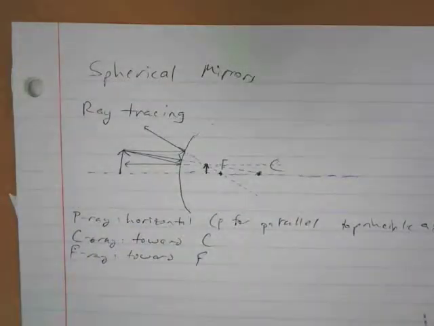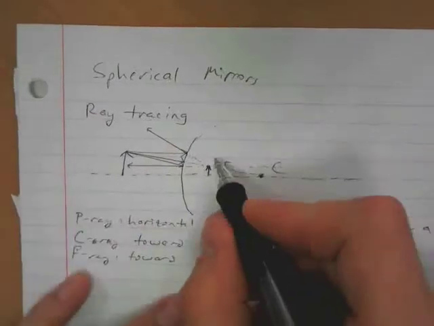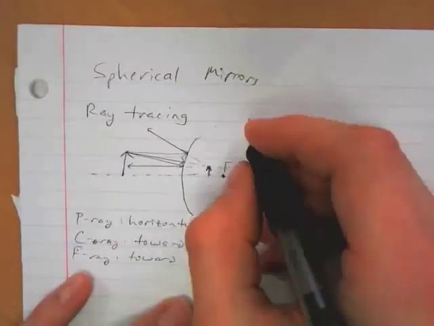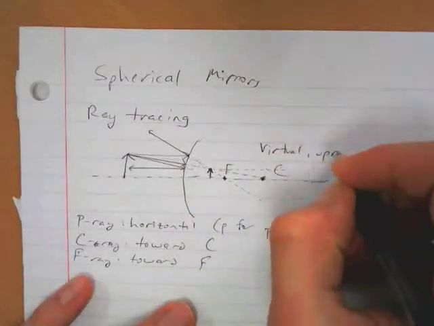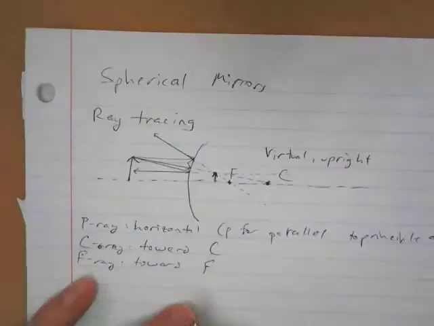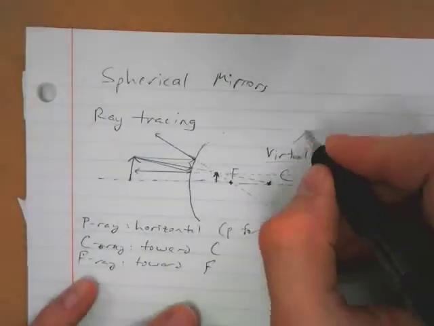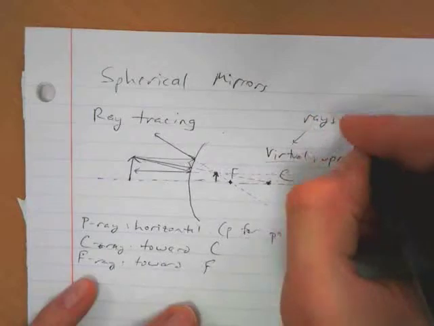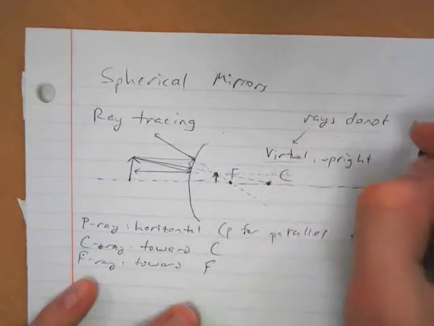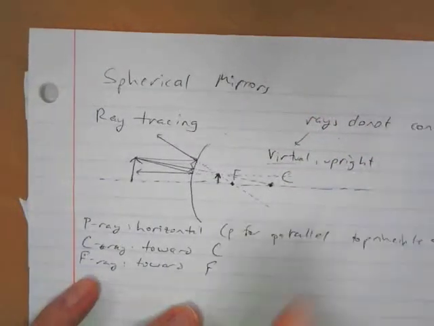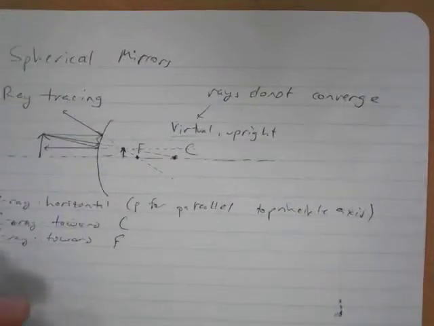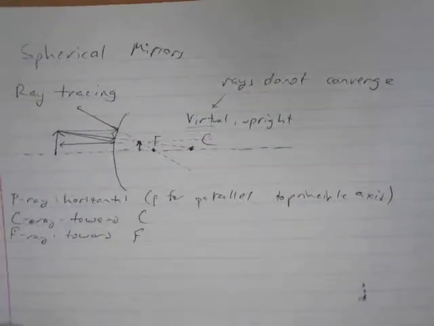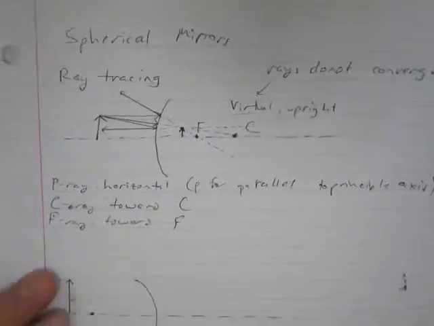So this image, there aren't actually rays converging, so this is known as a virtual image. It is also upright. It's not flipped upside down. But it is virtual because rays do not actually converge. Rather, our eye kind of traces them back, and it appears as though they're emanating from that source. So that is what a virtual upright image means.